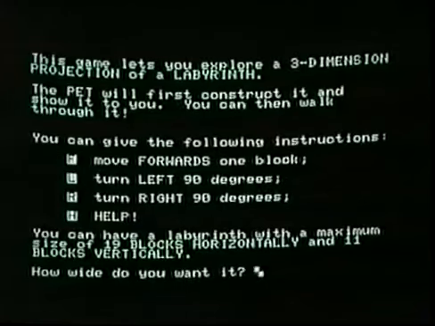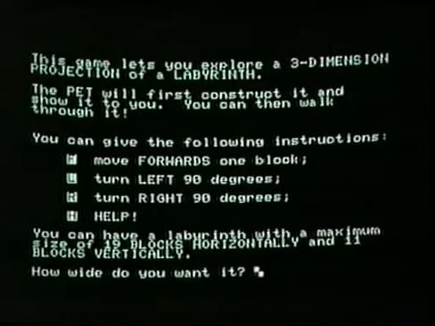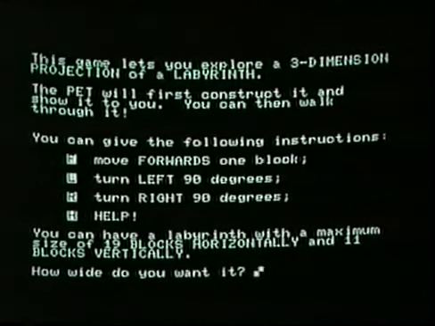Well, one of the most popular mental games for the computer is the maze or labyrinth game. There's an example on the disc in the PET. It's called Labyrinth. Okay. You can give the following instructions. F, move forwards 1 block. L, turn left 90 degrees. R, turn right 90 degrees. H, for help. I'll probably need that one.